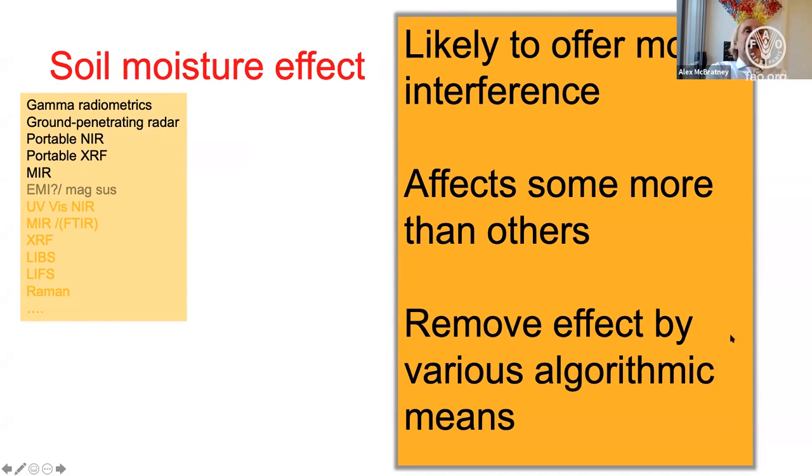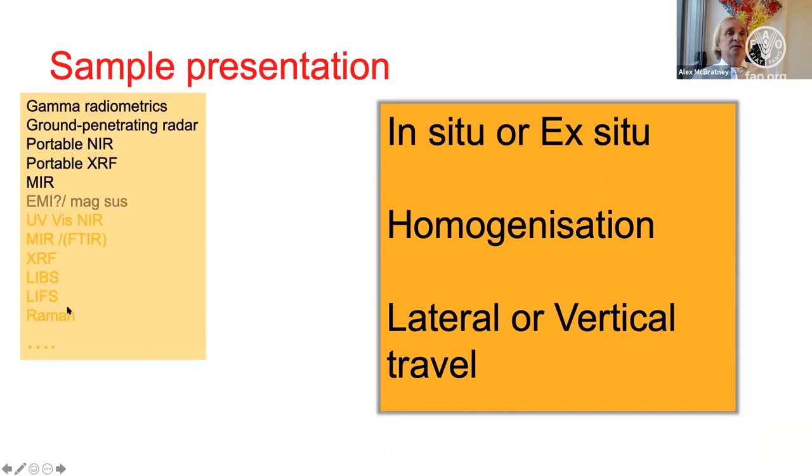So the soil moisture effect: soil moisture is likely to offer the most interference in most of these devices, but it depends. For example, with gamma radiometrics, soil moisture affects the spectrum much less than it does, for example, NIR. So there are different effects. And XRF is also affected less. But we can remove the moisture effect using various algorithmic techniques, things like direct standardization or empirical parameter orthogonalization. The fancy words don't matter, but there are techniques to remove the soil moisture effect. Next slide, please.